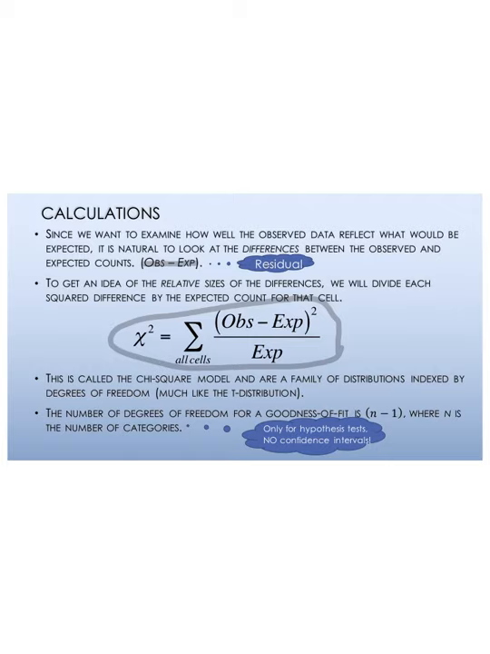So remember, the sigma means the sum. So the sum of all of the observed values minus what's expected squared divided by the expected. It is called a chi-square model, and they are a family of distributions indexed by degrees of freedom, much like a t distribution. When you look up your probabilities, you're going to use table C. The number of degrees of freedom for a goodness of fit is n-1, where n is the number of categories. Only for hypothesis tests, chi-square models have no confidence intervals.